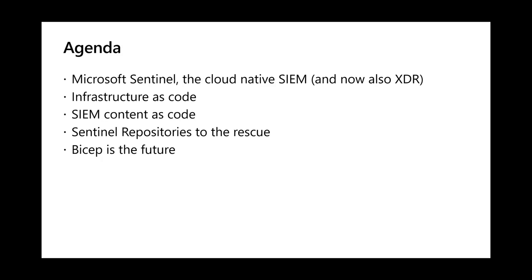We'll move on to learn about the concept of infrastructure as code, which is a very basic building block of cloud computing. We'll apply that concept to SIEM. So we'll talk about SIEM content as code. We'll also discuss what SIEM content is. And then we'll go into Sentinel Repositories, which is the Sentinel feature that implements all that together, and learn how to use it to implement SIEM content as code. Lastly, we'll talk about a new release we did supporting Bicep templates in our repositories and understand why that's important.